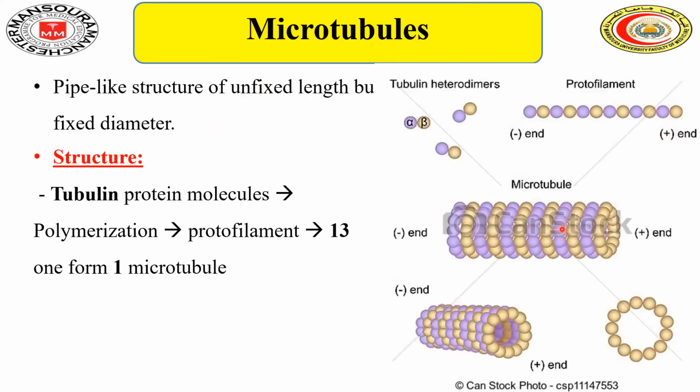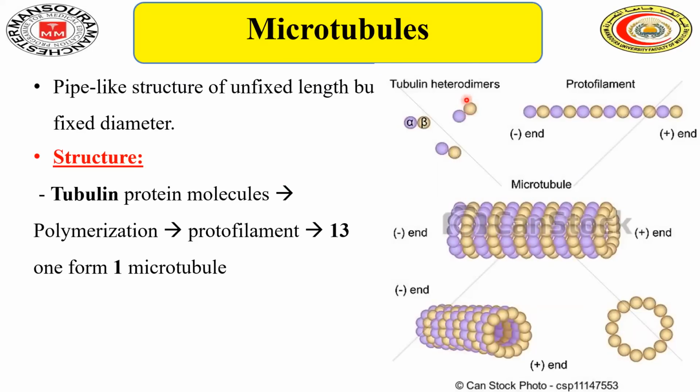Here is one microtubule. It's a pipe tube with a lumen in the center. Here is the length. The length may be short, may be long, but the diameter, as you see here, is fixed in all microtubules in the body.